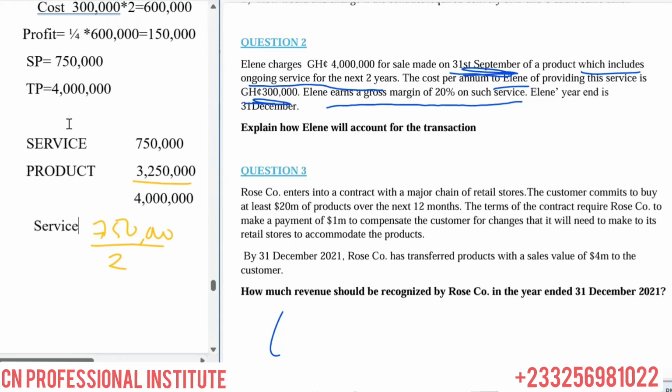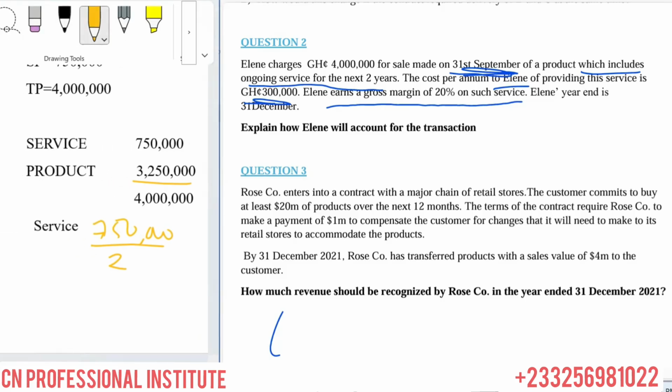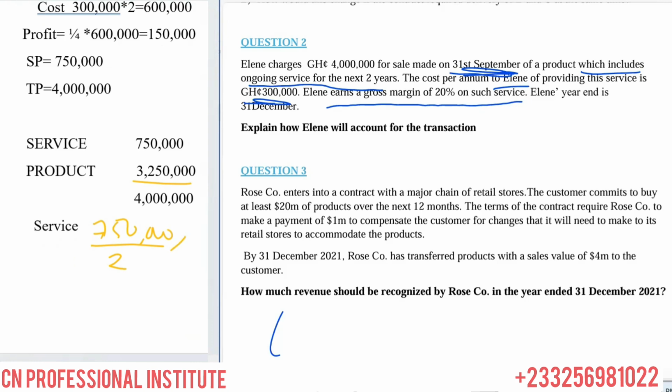So we take only 3 months revenue. Okay. And we divide it by what? 2 times 3 over what? 12. That's how we're going to do it. The service for 2 years divided by 2, and we take 3 over 12.